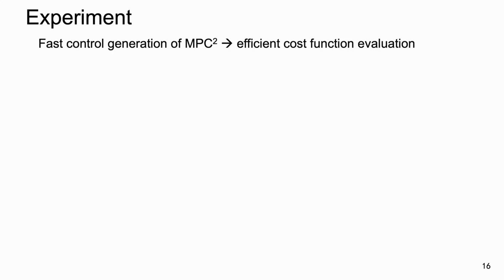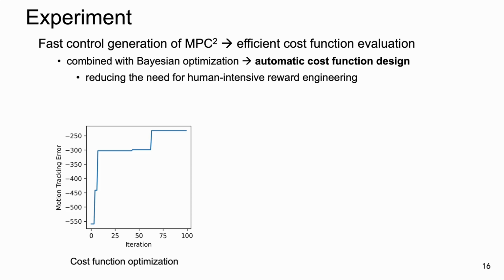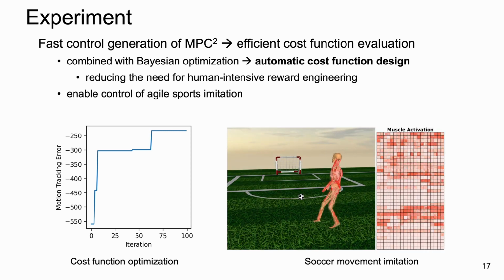The fast control generation of MPC square can facilitate efficient cost function evaluation. Combined with Bayesian optimization, we can achieve automatic cost function design, reducing the need for human-intensive reward engineering. In this way, our method enables control of agile sports imitation, such as soccer movement.